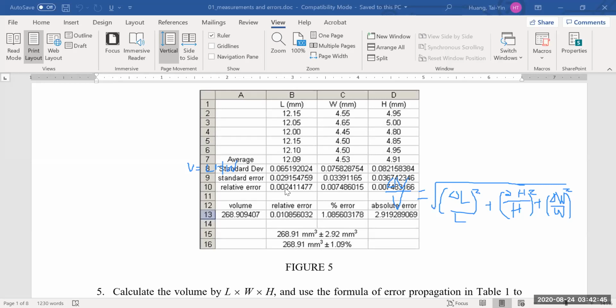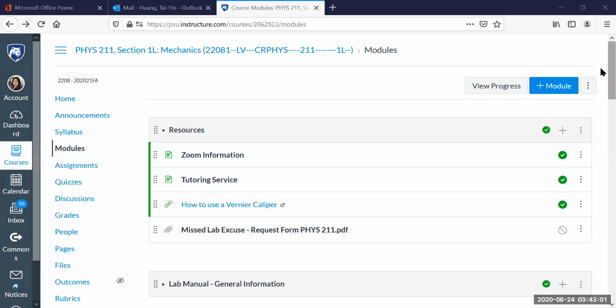Now, what I'm going to do is, hold on, let me see. Okay, so I'm going to share another one. So before I show you how to use Excel, the vernier caliper, how to use the vernier caliper? Once you go to your Canvas folder, you click on module, and then there's a subfolder called resources, and here's the one on how to use the vernier caliper.